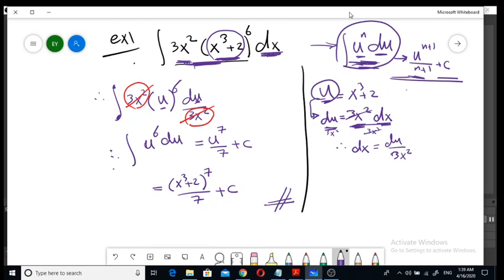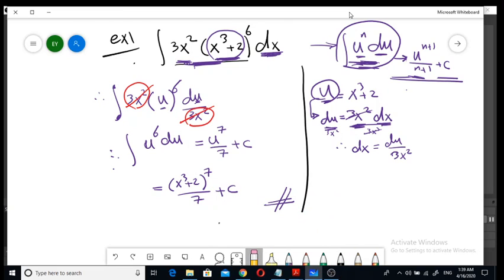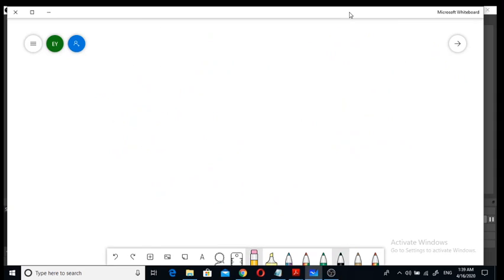This is the u substitution method. I think it's a very easy method. Let's see example 2.